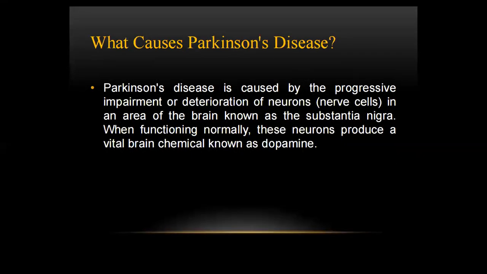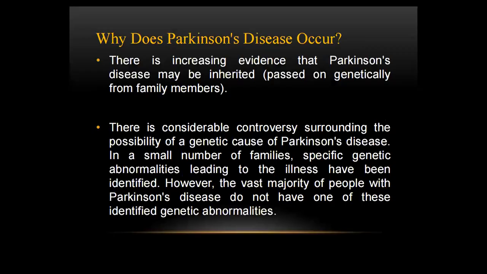So what causes Parkinsonism is not well understood, but it is associated with progressive impairment or deterioration of neurons in the brain, the substantia nigra, which normally functions to produce the neurotransmitter known as dopamine. The substantia nigra is the one which produces dopamine. So in this case, it is impaired.